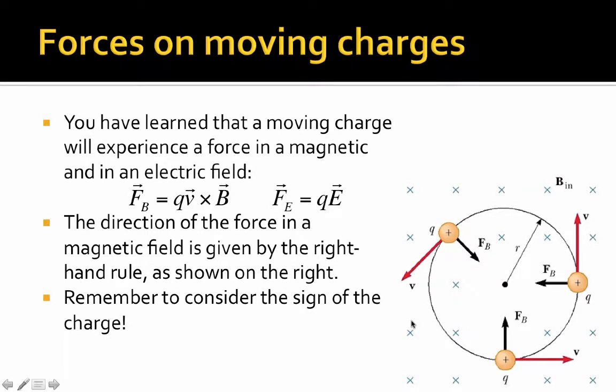Do remember, since we're dealing with electrons in this experiment, to consider the sign of the charge. So when you look at QV cross B, it depends on the sign of the charge.